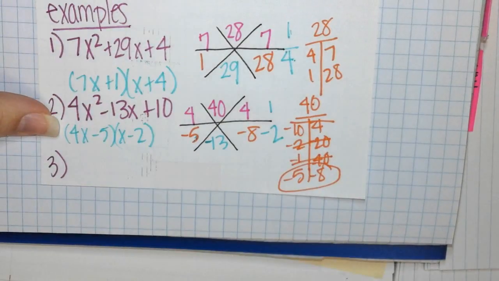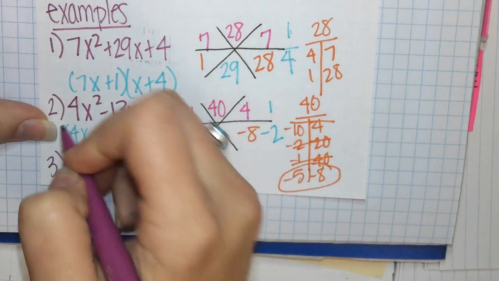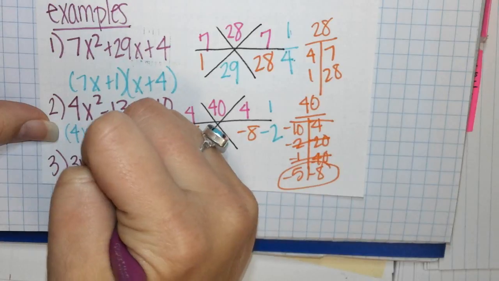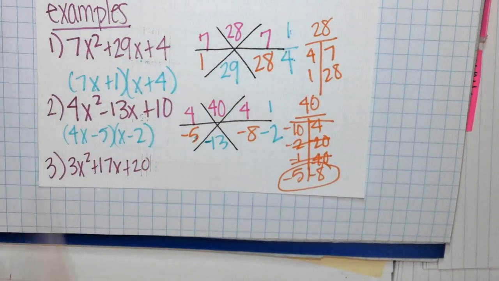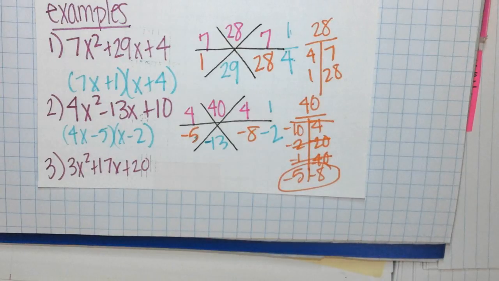Number 3. 3x squared plus 17x plus 20. If you think you can work ahead, work ahead. That's fine. But don't say anything out loud and let the rest of us work together.